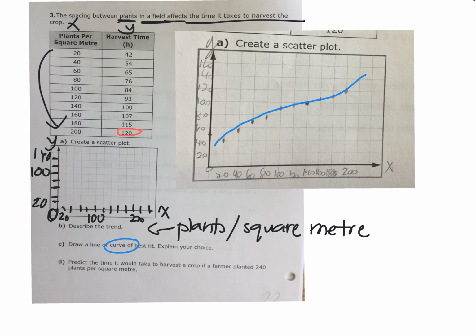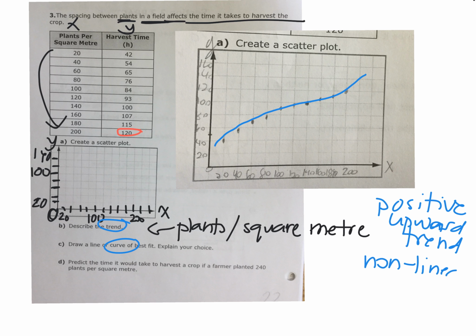Okay, so what is the trend? Positive upward trend. What is happening? As we plant more plants per square meter, the time it takes to harvest increases, right? But it is non-linear because it's not a straight line.